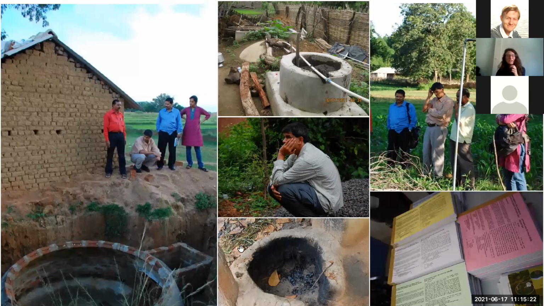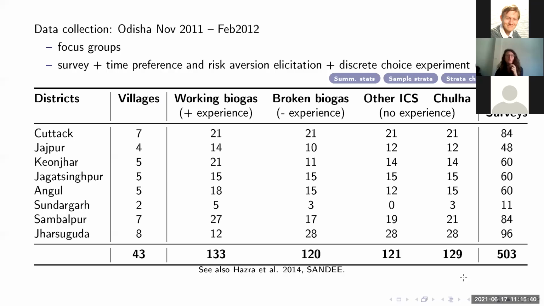Here are some pictures of actual biodigesters being constructed in households. And the households were interviewed. They conducted these very long surveys, and they were asked for their willingness to pay as well, using a discrete choice experiment.